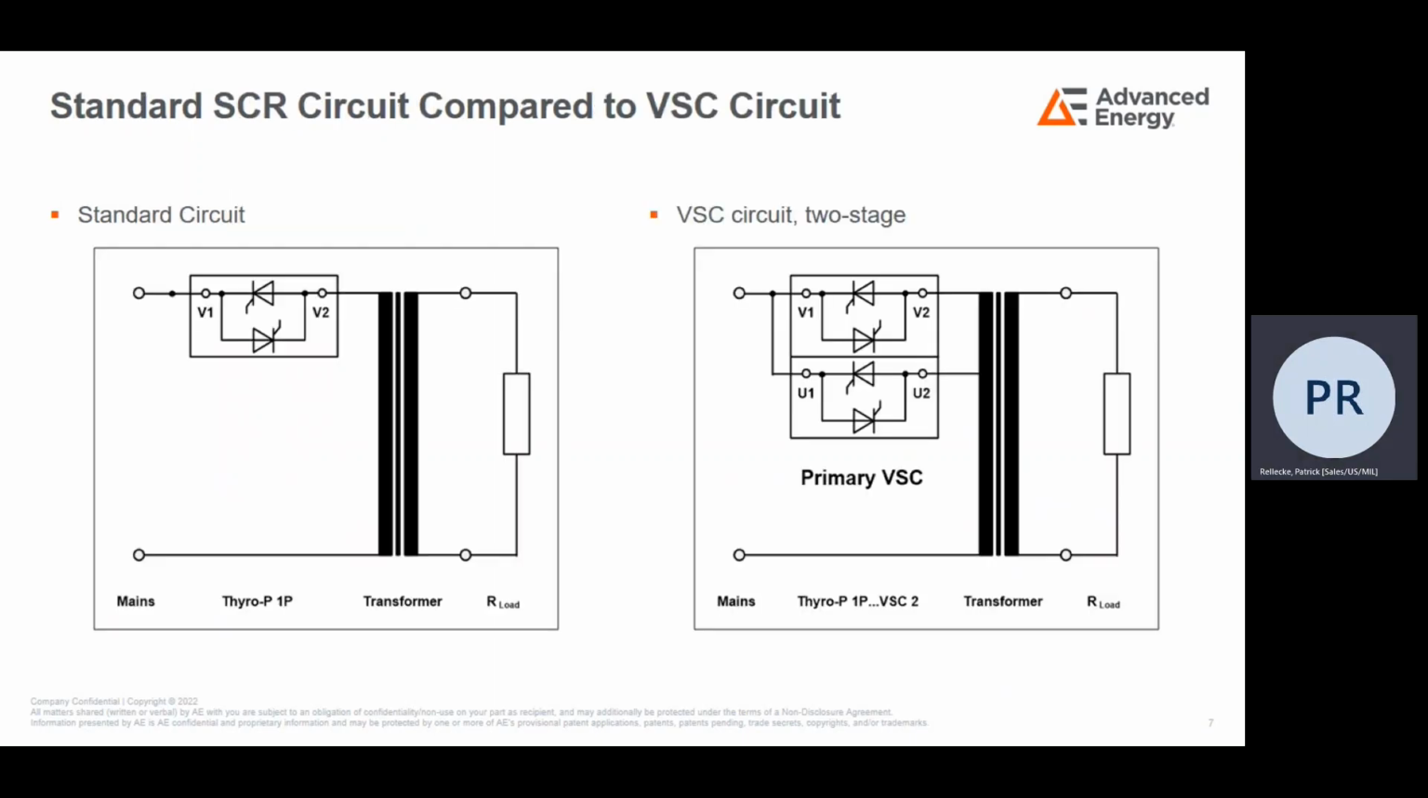Here are two simplified diagrams to illustrate the difference between phase angle firing and VSC. Our standard phase angle firing circuit on the left has the SCR connected to a transformer with a load on the secondary side. Our VSC circuit is a two-stage VSC as the transformer has two tappings on the primary side, each controlled by one SCR.